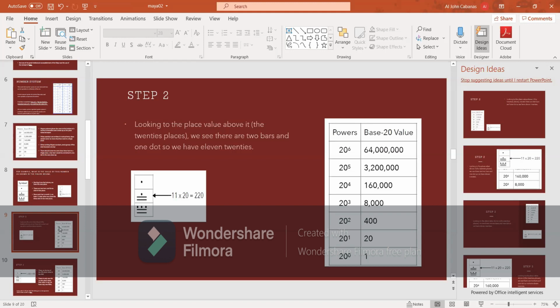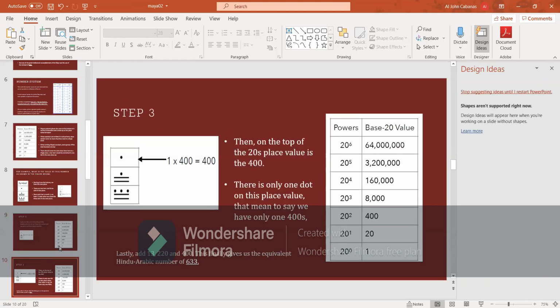So tapos na tayo sa bottom, punta tayo sa may gitna. So sabi dito sa gitna, we have here 2 bars. So that's 5 plus 5, 10. Okay? And then we have 1 dot. So 1 dot is equals to 1. Okay? Equivalent to 1 yun. So we have 10 plus 1 is equals to 11. And then kasi dahil nasa 20s na siya, 20th place, okay? So multiplied by 20. So times 20. That's 11 times 20 is equals to 220. So we now have our value for the 20th place.